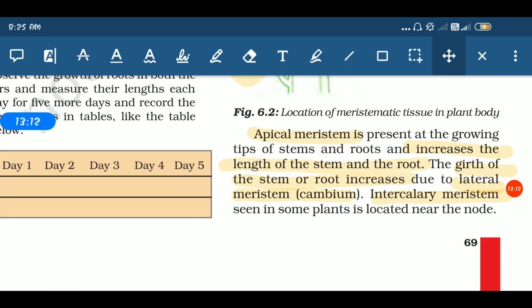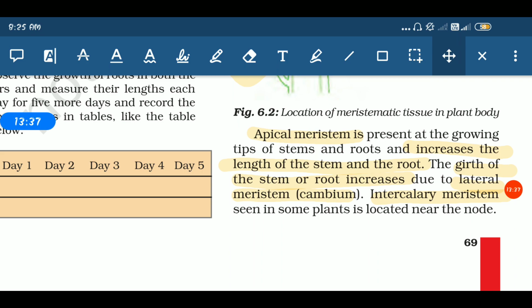Now student, intercalary meristem, you know what? It is basically the part of the apical meristem which gets separated from the apex due to the development of the permanent tissue in between. So intercalary meristem is also the part of the apical meristem that gets separated, okay, on the onset of the formation of the permanent tissue in between them.